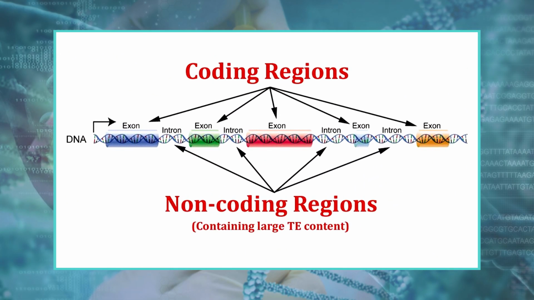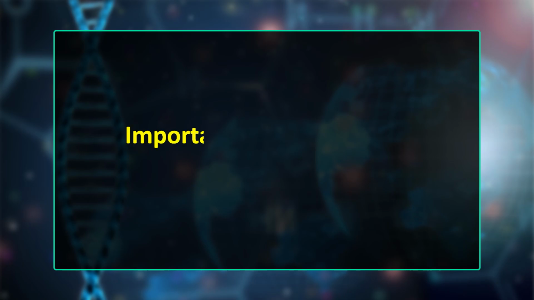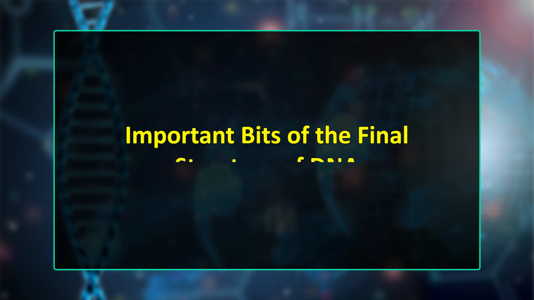Even within genes, there are regions of non-coding DNA called introns. Non-coding regions of the DNA are important because they provide binding sites for proteins that help activate or deactivate the process of transcription. They can also provide protection for the coding regions. For instance, telomeres consist of repetitive sequences that protect the genetic information on each DNA molecule from being damaged during cell division. Dear students, we will now study the important bits of the final structure of DNA.